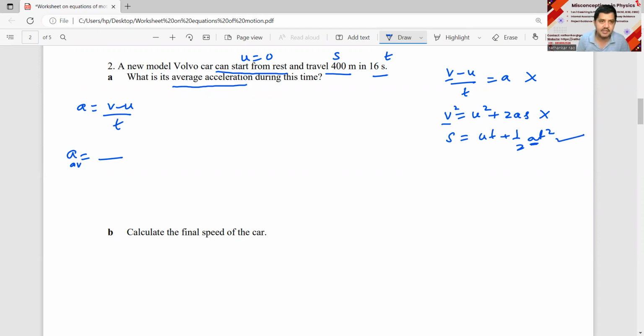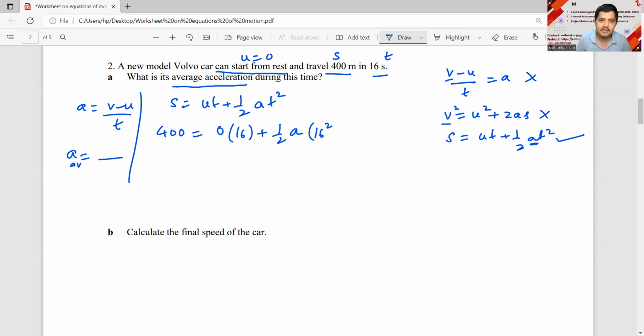Now let us use this equation, s is equal to ut plus half at square. What is s? 400 meters. What is u? 0. 0 into t, 16, plus half into a. What is a? I do not know. T, what is t? 16. 16 square. Which should now be equal to 400, equal to 0 plus half into 16 square. 16 square is what? 256.